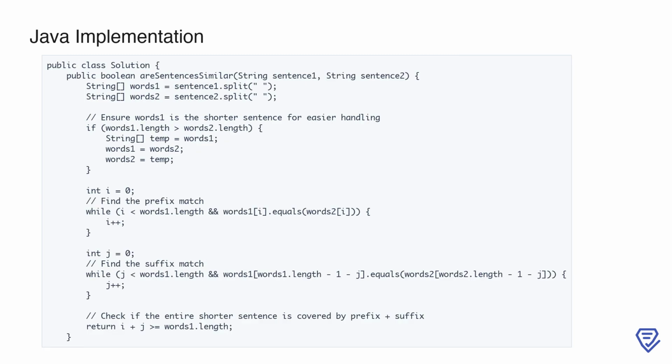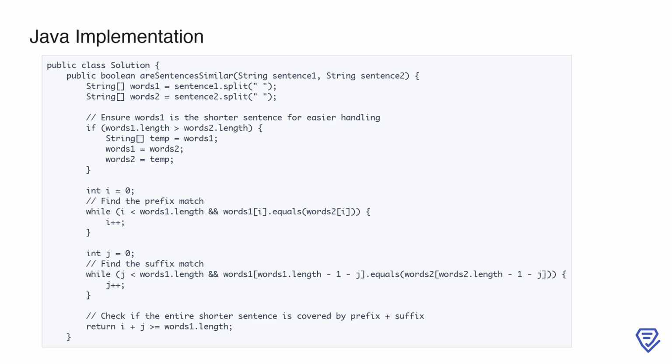Here, we have the Java implementation for the problem. We start by defining a class called Solution and a method named areSentencesSimilar that takes in two string inputs, sentence1 and sentence2. The first step is to split these sentences into arrays of words using the split method, so words1 and words2 now contain the individual words from each sentence. To simplify the logic for comparison, we ensure that words1 represents the shorter sentence. If words1 is longer than words2, we swap the two arrays. This guarantees that our comparisons handle the shorter sentence first.